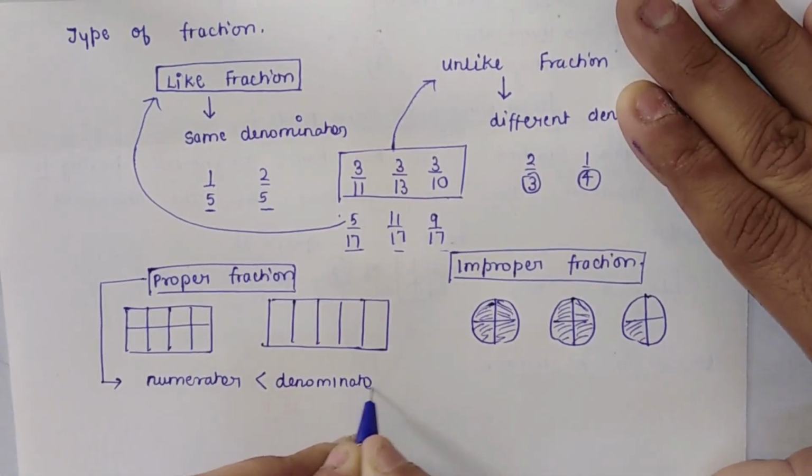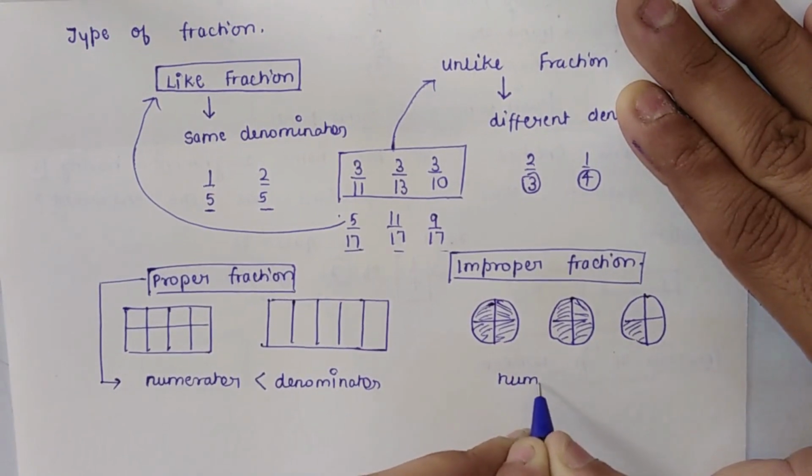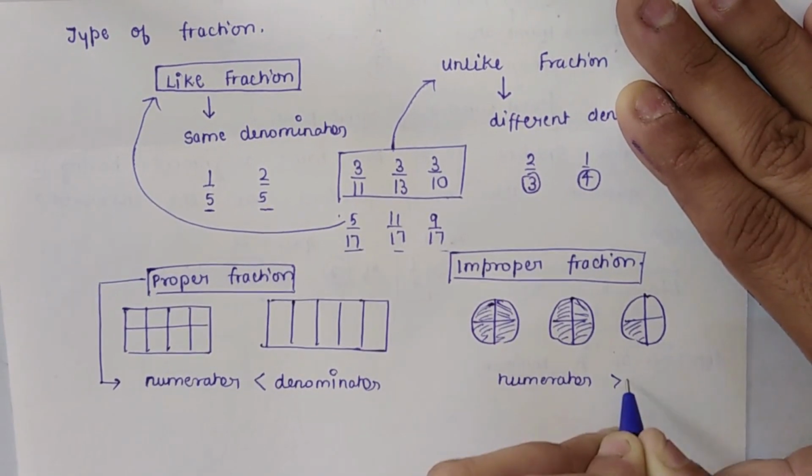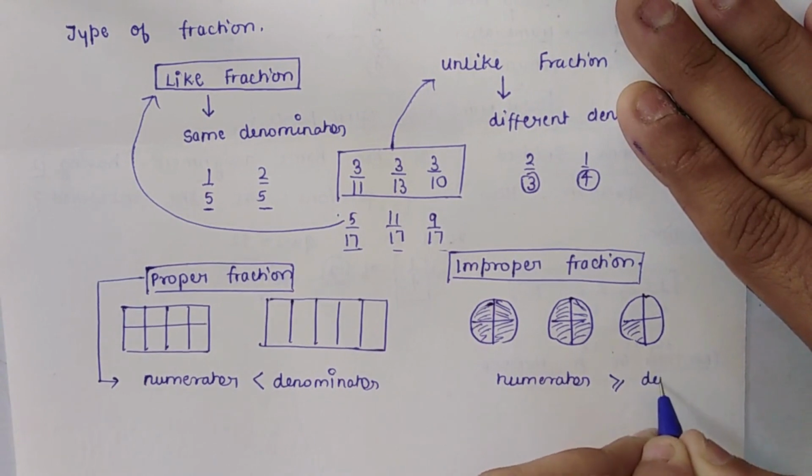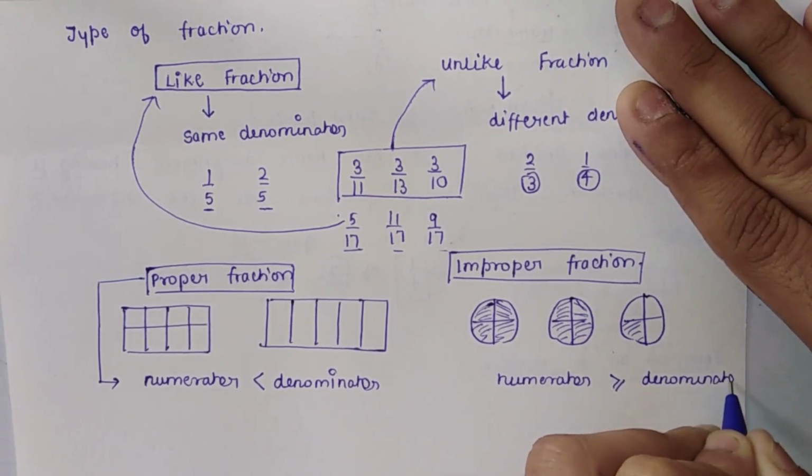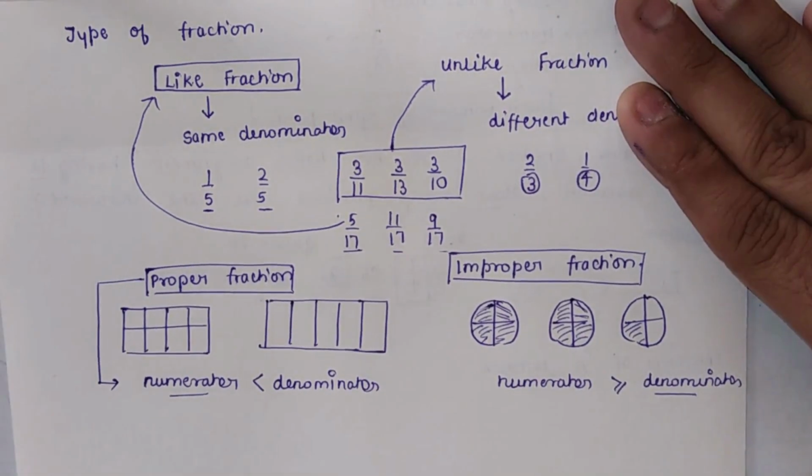But in the case of an improper fraction, the numerator will always be greater than or equal to the denominator. So this is the basic difference, or we can say the definition, for proper and improper fractions.